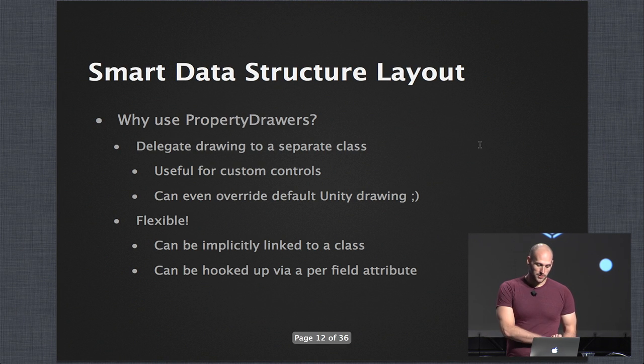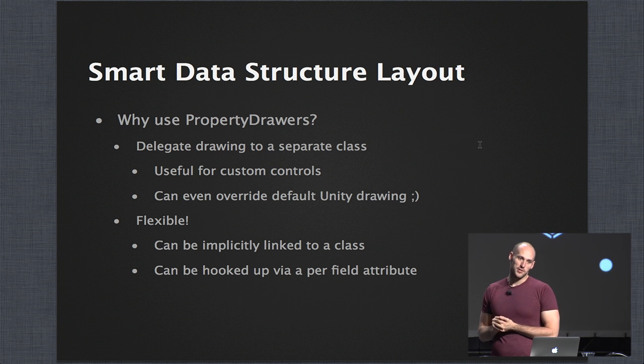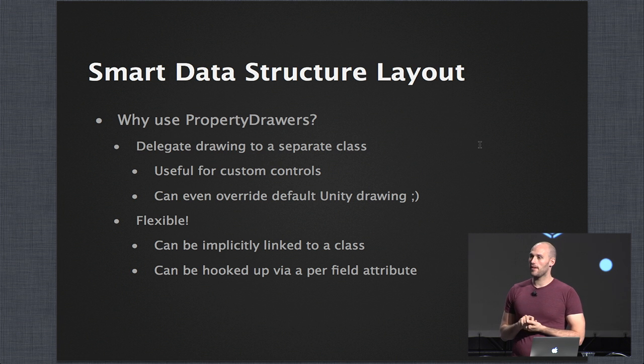OK. So once again, I'll reiterate why we recommend using property drawers and why we use them internally. They delegate drawing of your components to a separate class. They're useful for custom controls. And one thing that you can also do is override default Unity controls. So for example, you could write a custom property drawer for Vector3, and anywhere in the code that a Vector3 was seen, it would render using your custom control.